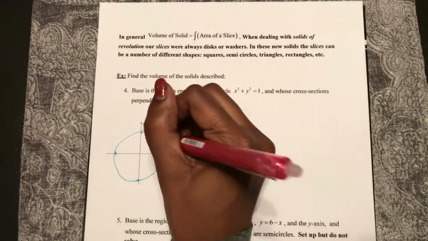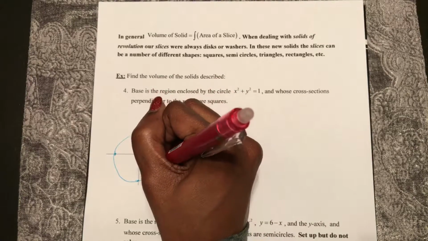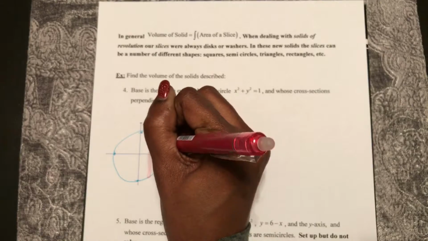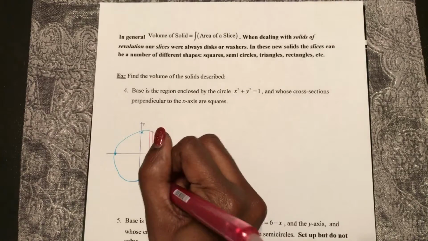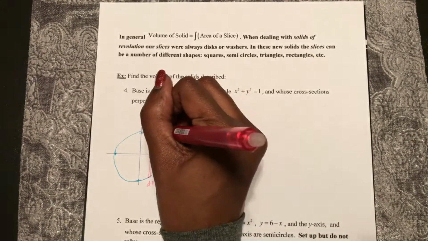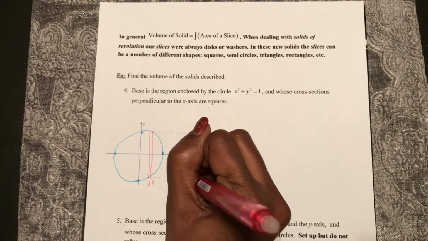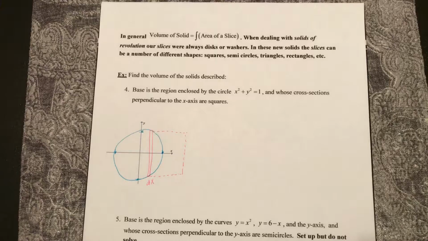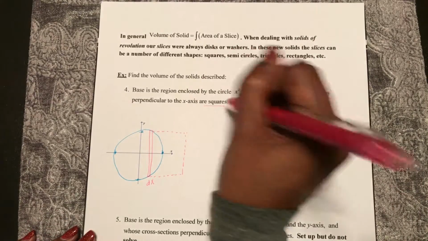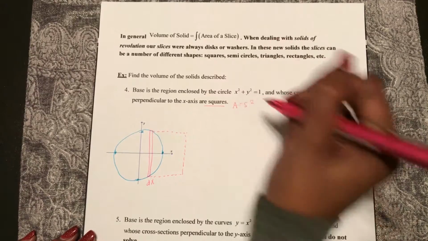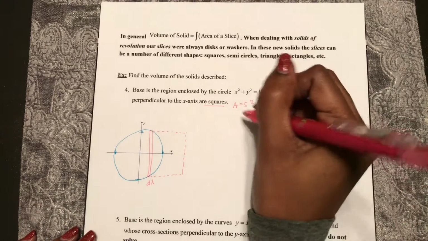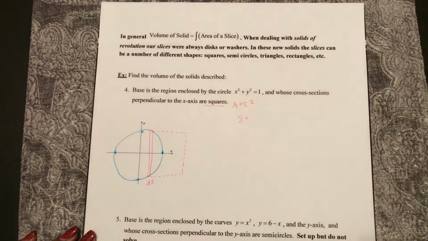So if I drew a cross section here perpendicular to the x-axis, it would be dx thick, and then it's shooting out here. Consider this shooting off of the page in 3D, and that is a square. So remember, the area of a square is s squared. We have to figure out what does s equal.